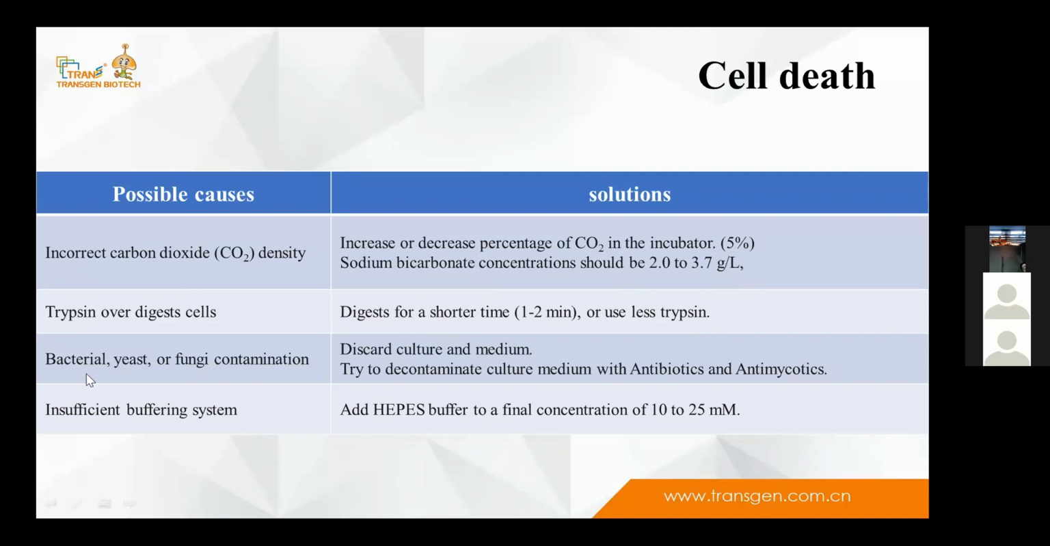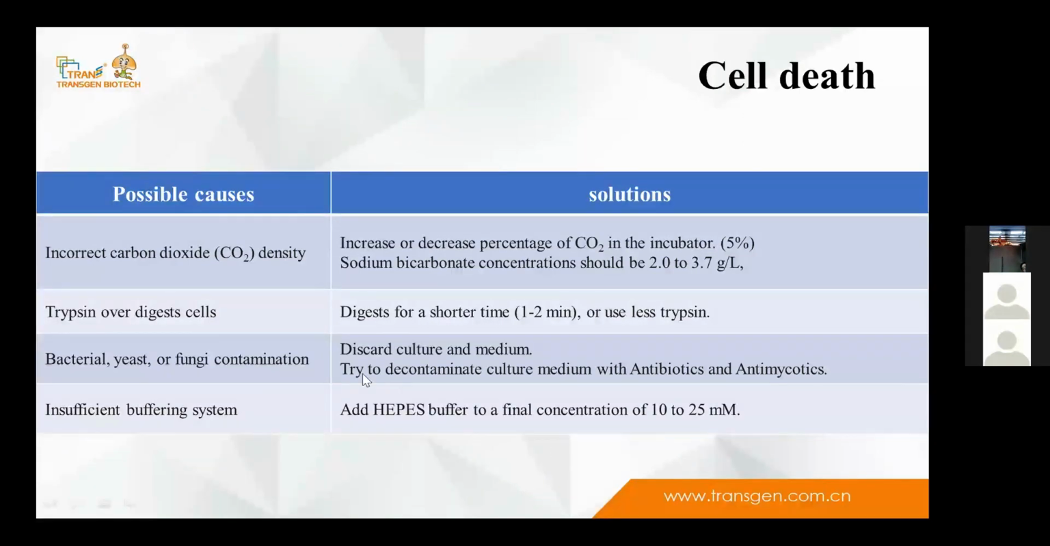The last part is bacterial, yeast, or fungus contamination. So we have to discard the culture and medium. Bacterial or fungus contamination is very difficult to eliminate. So in this case, maybe you have to choose a new culture system. And maybe there's insufficient buffering capacity. You can see the color of the supernatant of the system. If it turns yellow or purple instead of red, it means the pH is different. So we can use Gibbs buffer at a final concentration of 10 to 25 micromolar to restore the pH value.